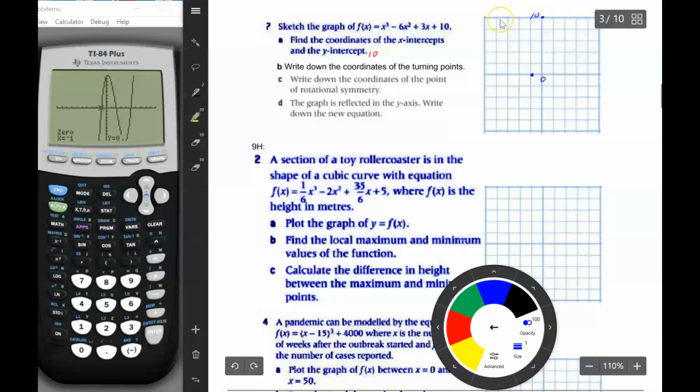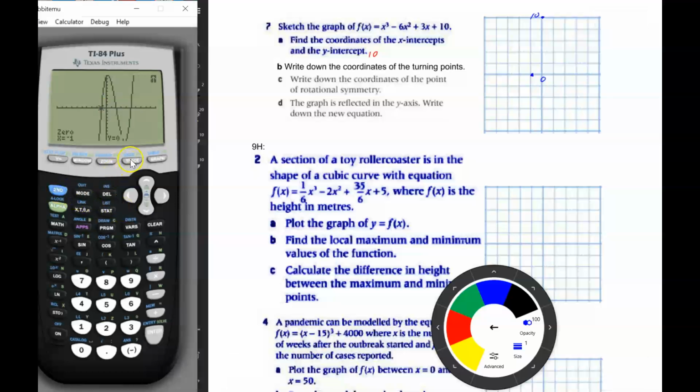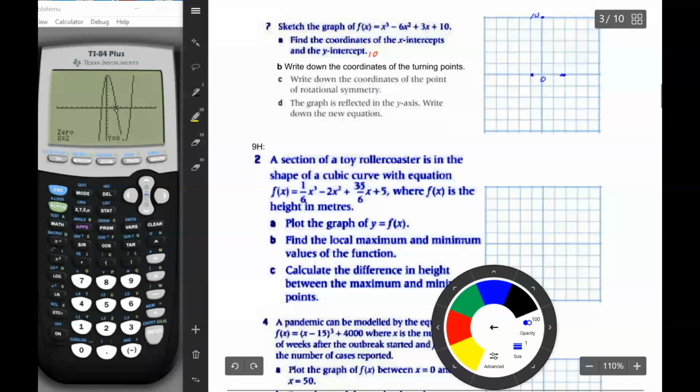And then we will do the next x-intercept, which is here. We'll do second calc 0, which is number 2. And then we'll do the right boundary over here. And 2 comma 0 is another x-intercept.